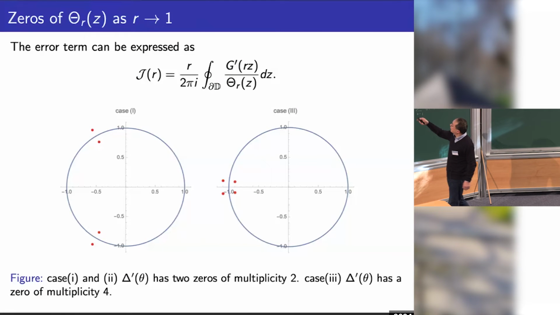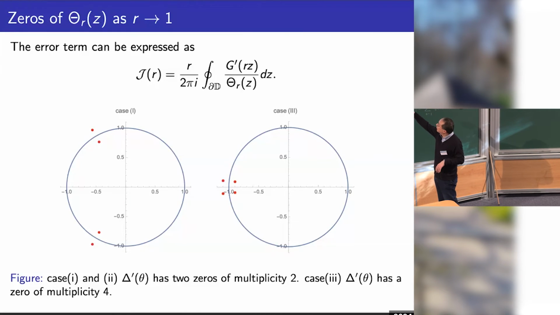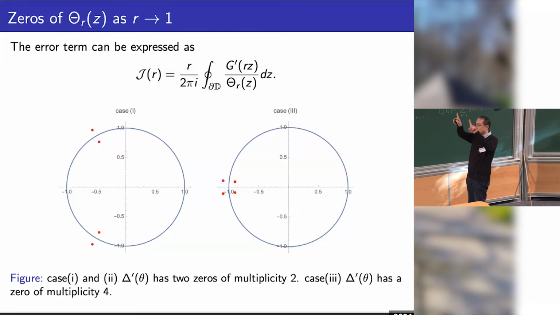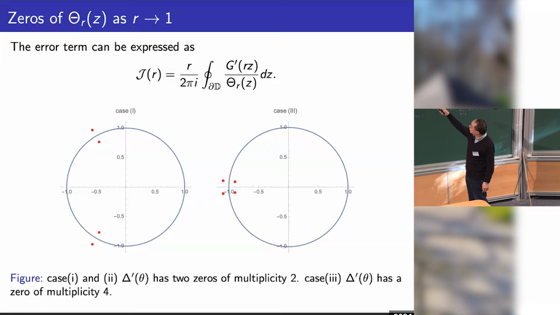The idea is something like this. In the two-dependent case, you have 4 zeros of this theta function. Case 1 means this boundary. There are 4 zeros: 2 are inside and 2 are outside.